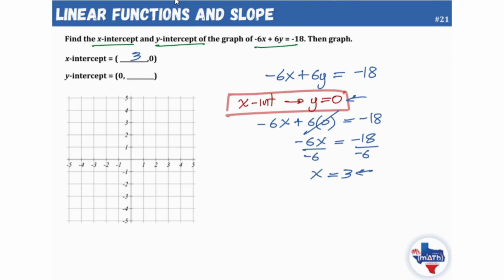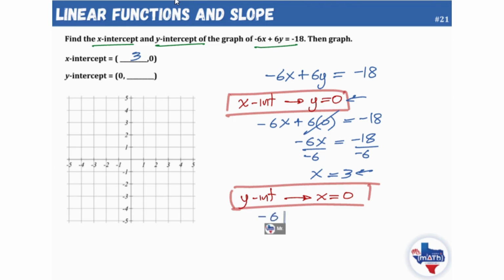Okay, the same way, if I am looking for the y-intercept, then I need to do the opposite. I need to make my x equal to 0. Once again, you can look at this as a rule, as a strategy, but we need to make our x equal to 0 in the same equation. So we'll have negative 6 times 0 plus 6y equals negative 18.